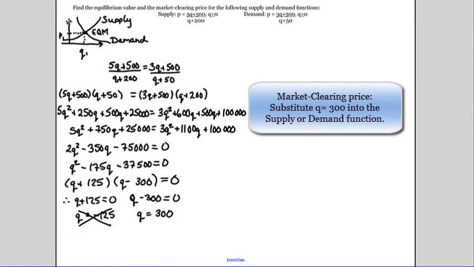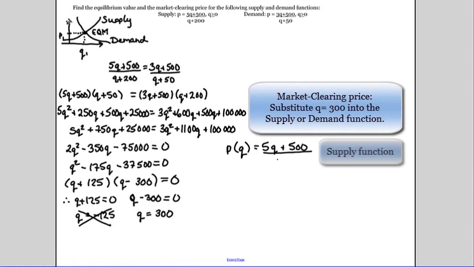To find the market clearing price, we substitute 300 into either the supply or demand function. Since they both intersect at Q equals 300, the P value will be the same, so it doesn't matter which function we choose. Let's pick the supply function. Substituting 300 in for Q, we see that P equals 4.